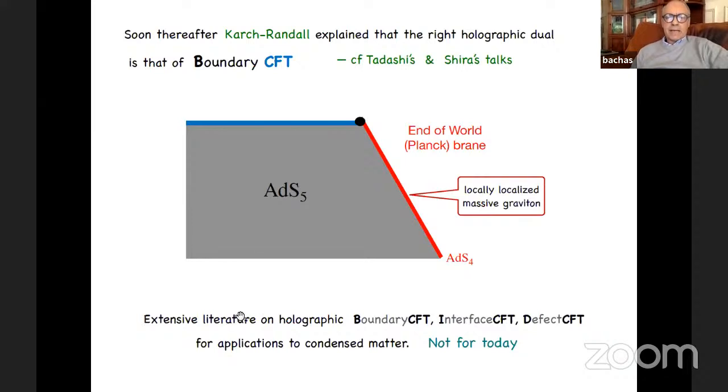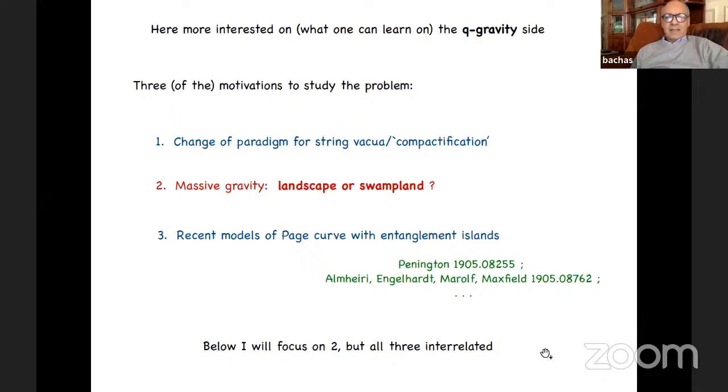Now there is, since then, an extensive literature on holographic BCFT and the close cousins of it, which are interface CFT and defect CFT. And there are a lot of applications to condensed matter theory. This is not what will interest me today. Here I will be interested in the quantum gravity side. And in a sense, there are three different motivations to study this problem.